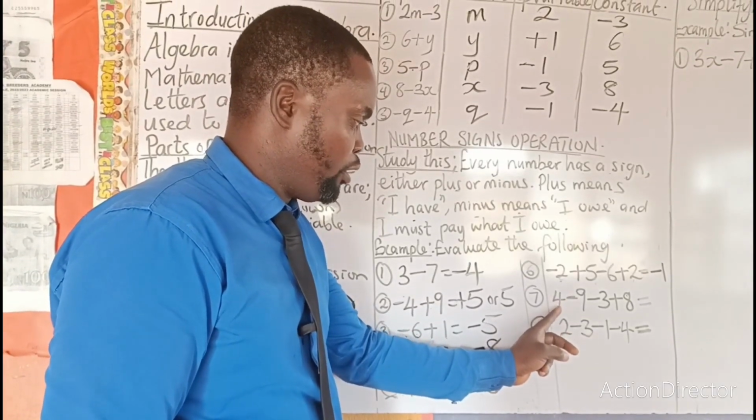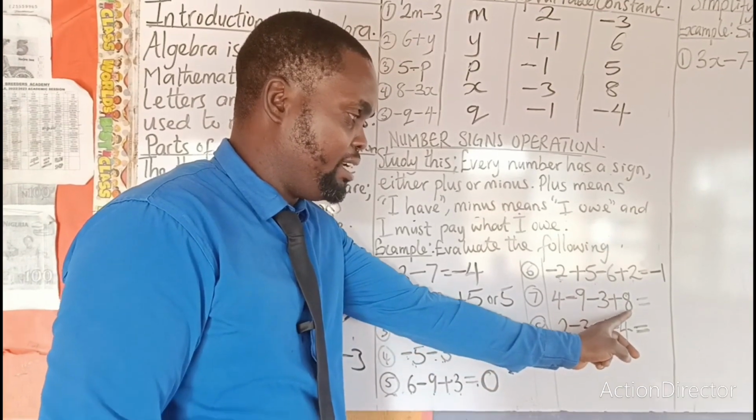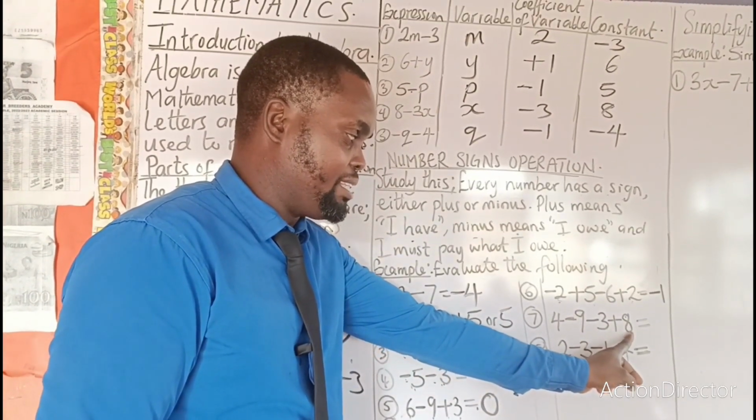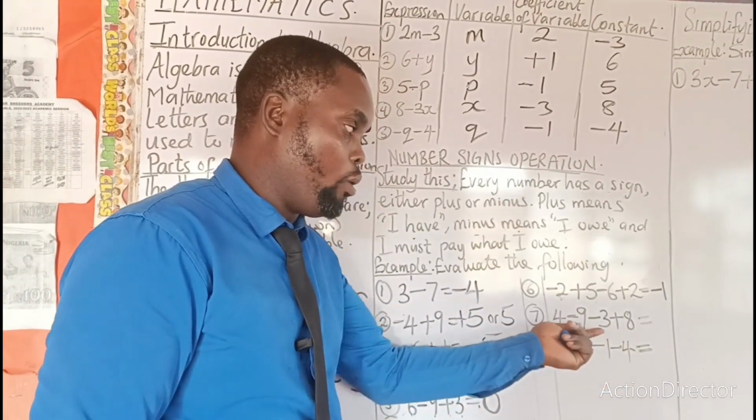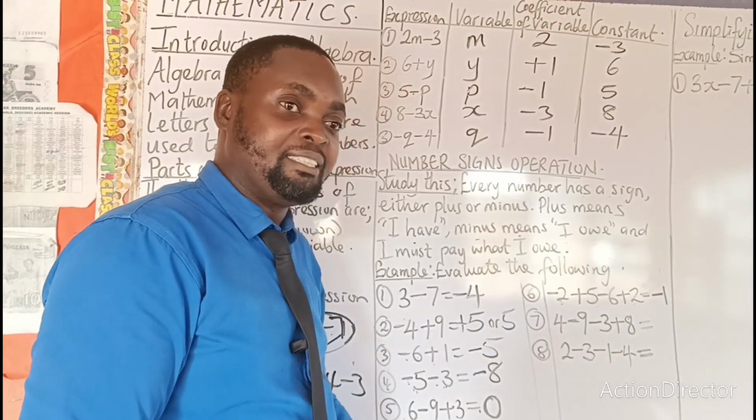Look at it. This is plus 4. We still have another plus here, 8. Making how much like that? 12. So I'll say I have 12 naira.